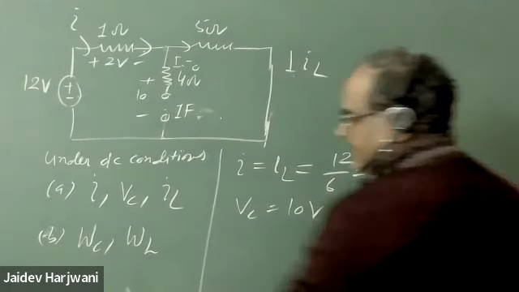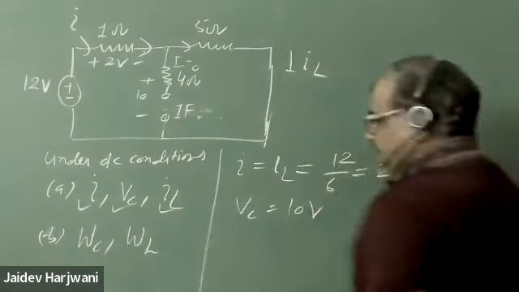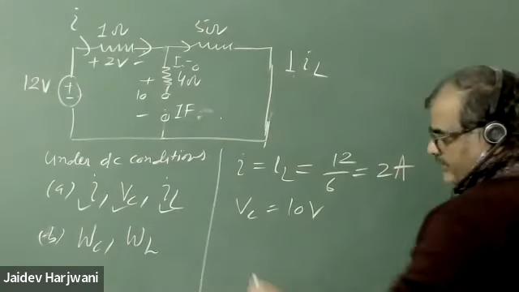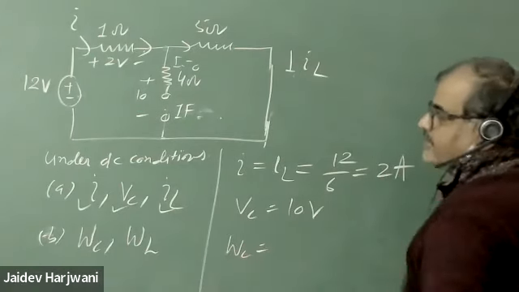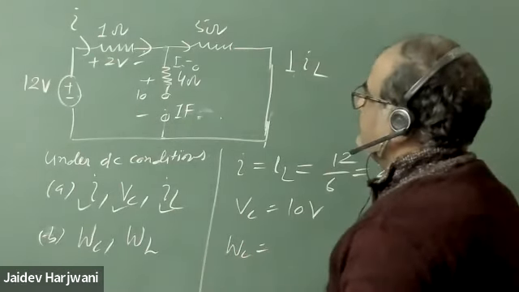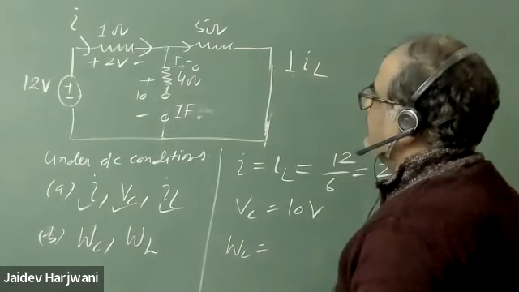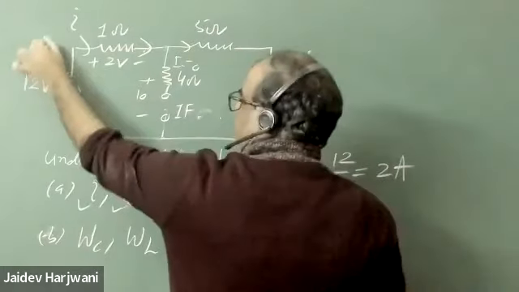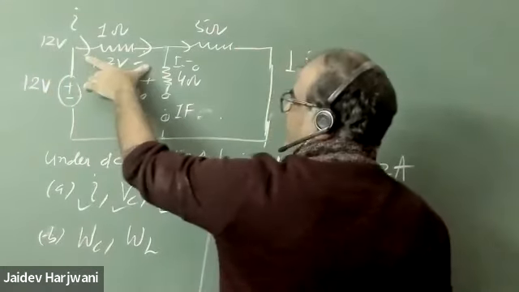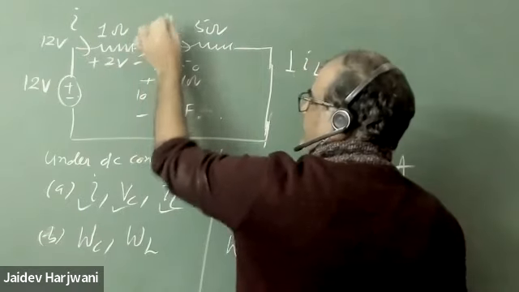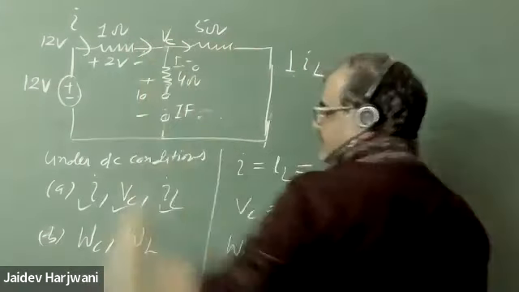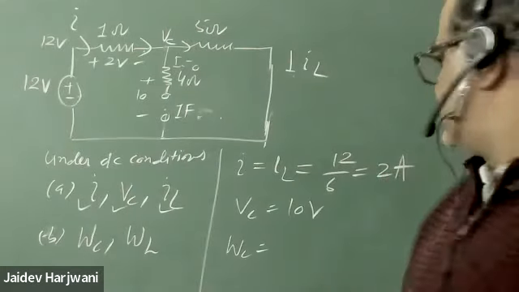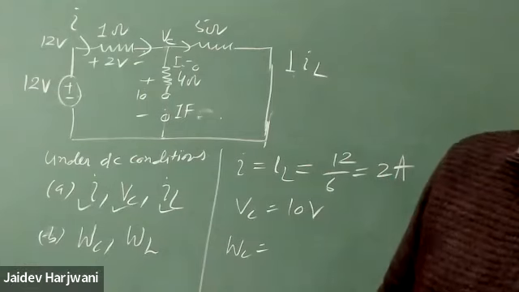So I know VC, I know IL. Now I can find WC and WL. Calculate. The 5 ohm also has current going through it, so we have to take its contribution into account while finding VC. We are applying KVL in this loop. 12 volt is coming here. How much we are spending here? The remaining comes here, so whatever comes here is equal to my VC. Clear? So this is 10 volt.